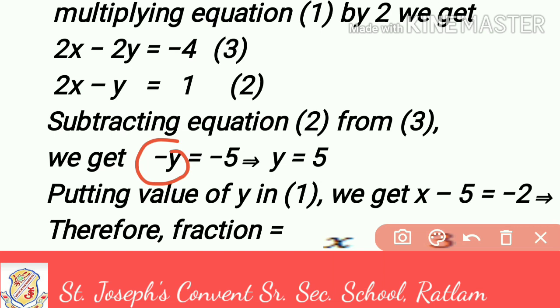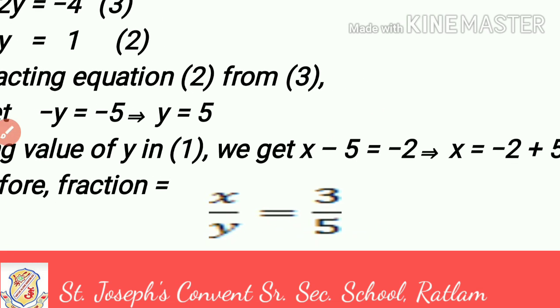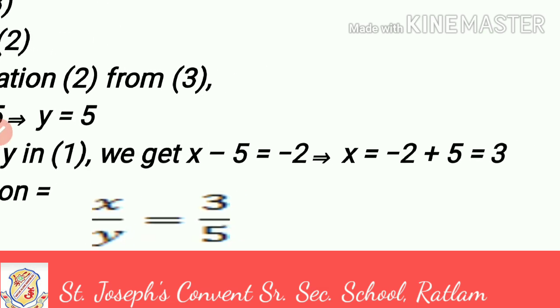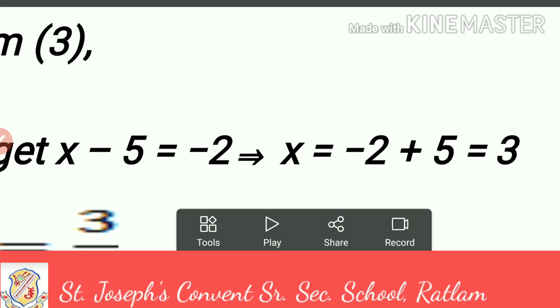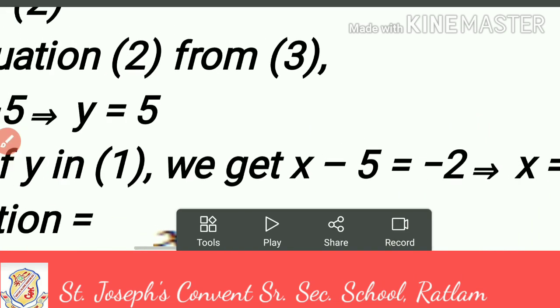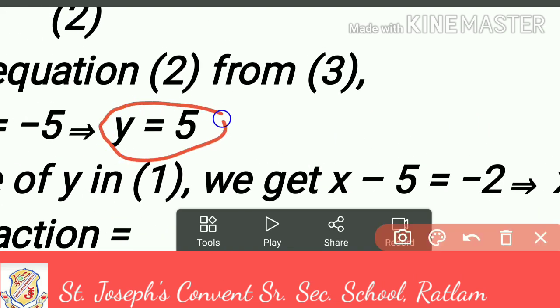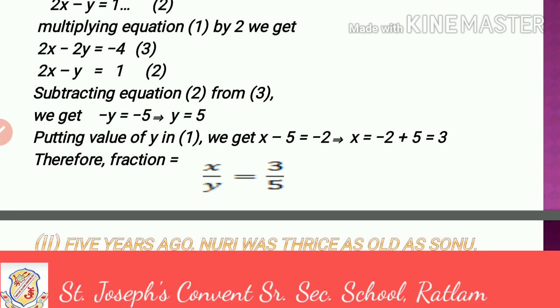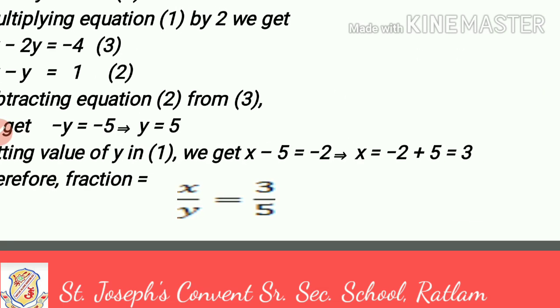And what is minus 4 minus 1? What is minus 4 minus 1? That will be equal to minus 5. So minus y is equal to minus 5. Hence y value will be equal to 5. So this is the value of y. Now putting the value of y in any one of the equations, we get x minus 5 is equal to minus 2. So x will be equal to minus 2 plus 5, that is equal to 3. So this is the final value of x, that is x is equal to 3 and y is equal to 5. After solving, you will get what the fraction will be. The fraction will be x upon y is equal to 3 upon 5.